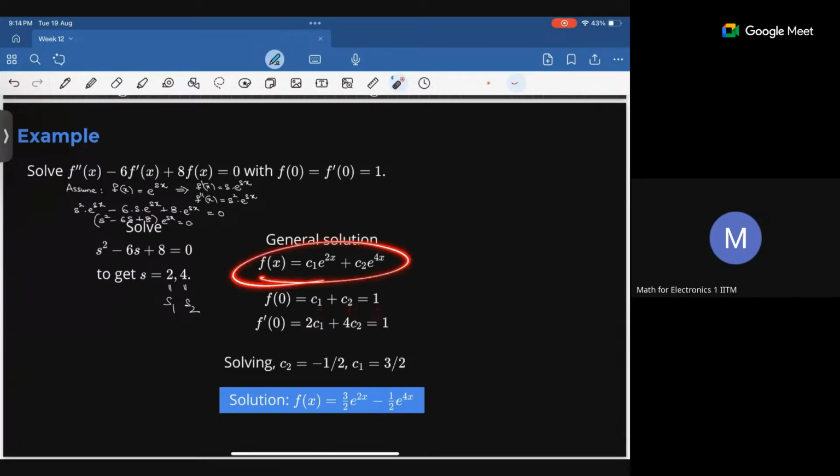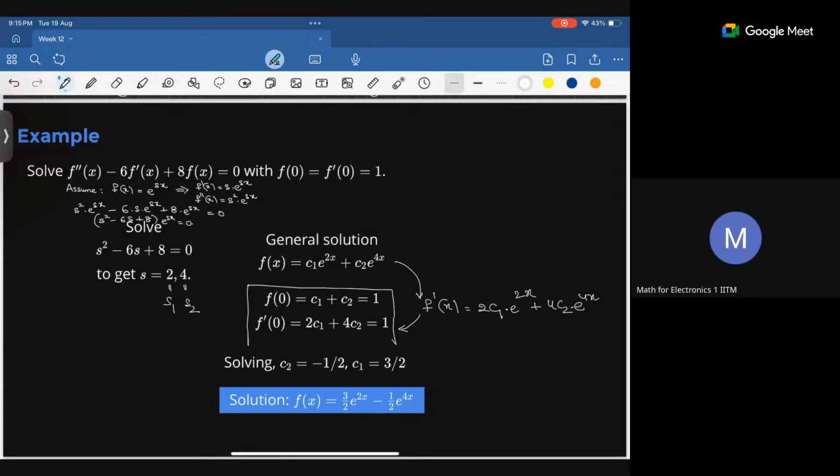And when you take the derivative of this general solution, derivative on both sides, you'll have f prime of x. To get to this, there is an intermediate step. You take the derivative, f prime of x will be equal to 2c1 e power 2x plus 4c2 e power 4x. Now substitute x equals 0. You will see that 2c1 plus 4c2 should be equal to f prime of 0, which is 1. So we have two equations now with two variables, so we know how to solve it.